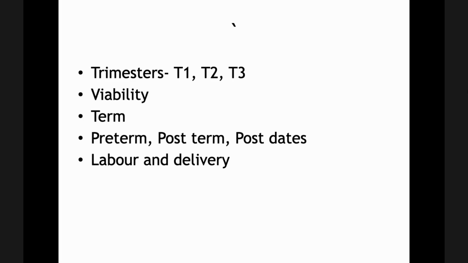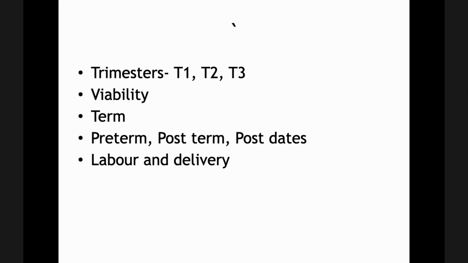Now, recently, because of the advances of technology and facilities, we have also taken 24 weeks as the time of viability. But in America and other countries, they go down to 22 weeks. So that is the time called viability.